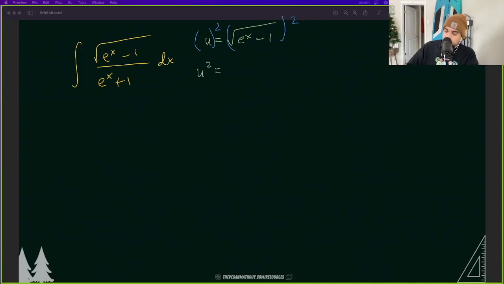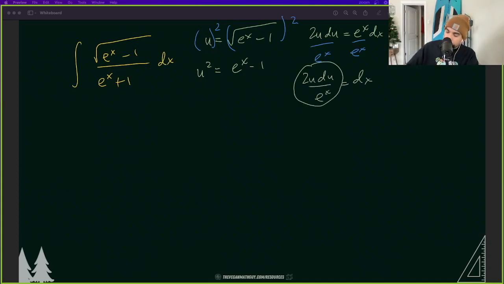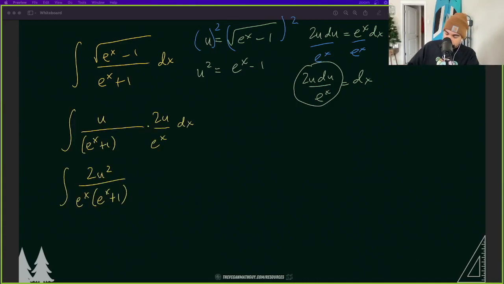u squared is equal to e to the x minus 1, and let's go ahead and find du, or 2u du is equal to e to the x dx. And there's our dx value. So let's go ahead and plug that back into our integral. Let's simplify this. I realize that should have been a du. Let me erase that now.